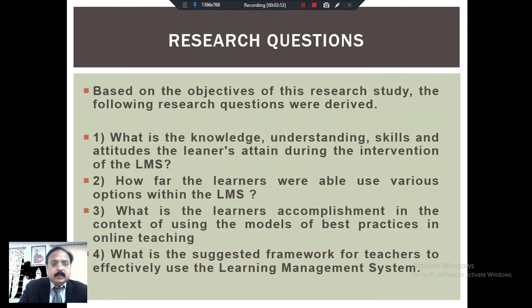Following are the research questions based on the objectives of this study. What is the knowledge, understanding, skills and attitude of the learners attained during the intervention of the learning management system? How far were the learners able to use various options within the learning management system? When I say LMS, please swap it with VLE. What is the learner's accomplishment in the context of using the model of best practices in online teaching? What is the suggested framework for teachers to effectively use the learning management system? All these things are part of our research questions.